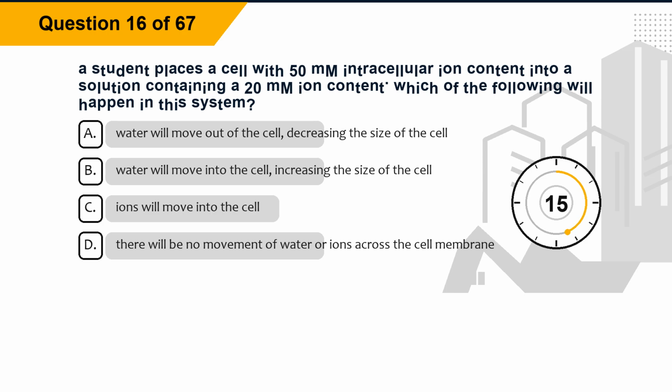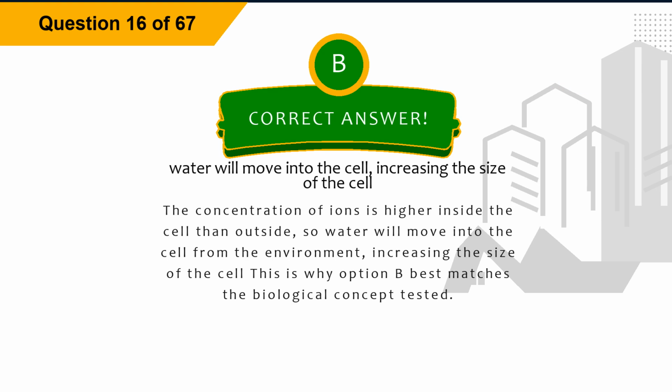Option A, water will move out of the cell, decreasing the size of the cell. Option B, water will move into the cell, increasing the size of the cell. Option C, ions will move into the cell. Option D, there will be no movement of water or ions across the cell membrane. The correct answer is option B, water will move into the cell, increasing the size of the cell.